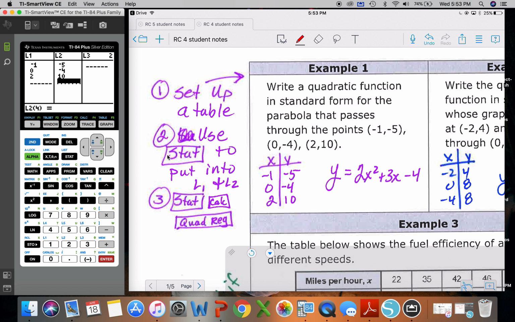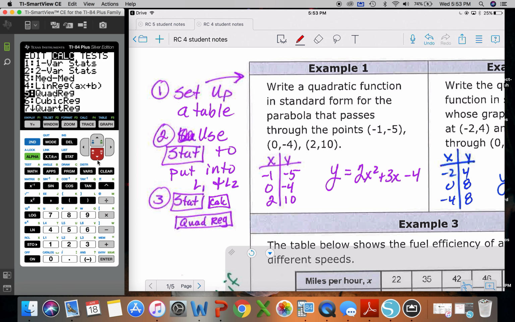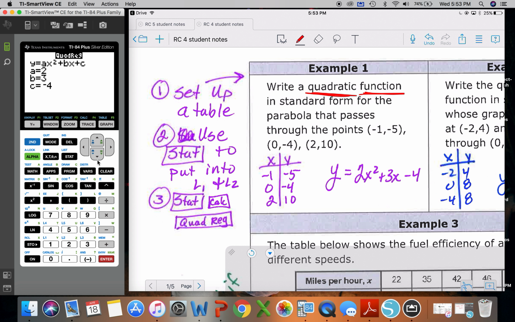My last step is to do stat calc 5. The reason I use 5 is because they told me it was a quadratic function. So that tells me to do stat calc 5. And that is where this equation comes from.